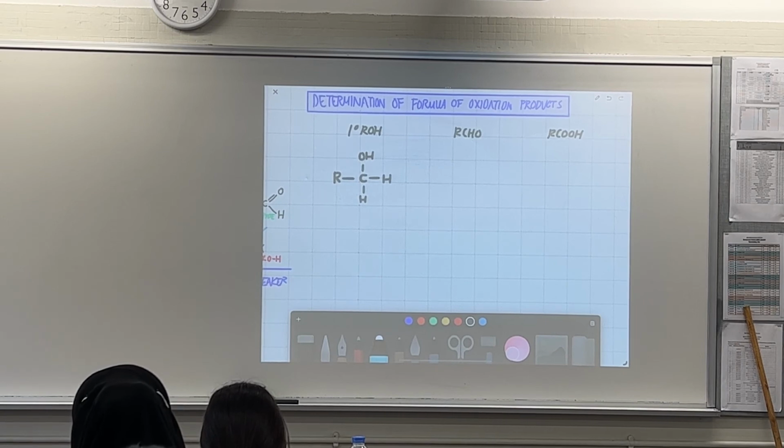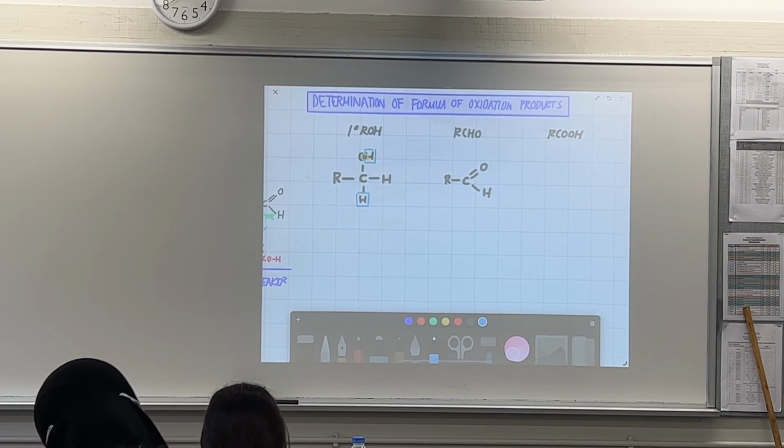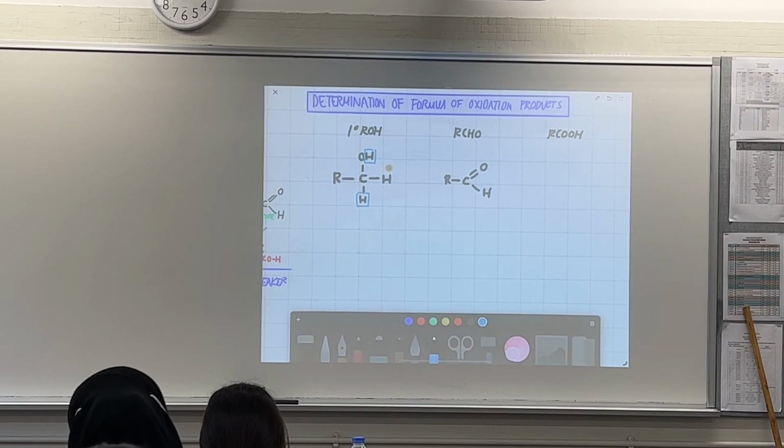The first stage will involve the removal of two important hydrogens. These two hydrogens, so can you help me circle them? One hydrogen comes from the OH group. The other hydrogen comes from the carbon bonded to the OH group. So theoretically, you may as well remove these two hydrogens, not only these two. But one of the H must come from the OH group. The other H comes from the C bonded to the OH.